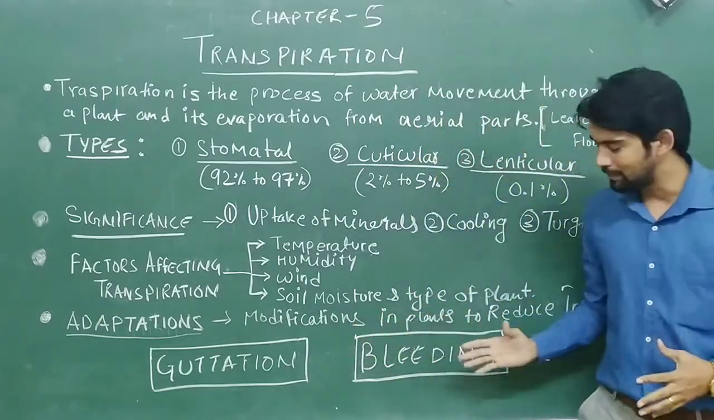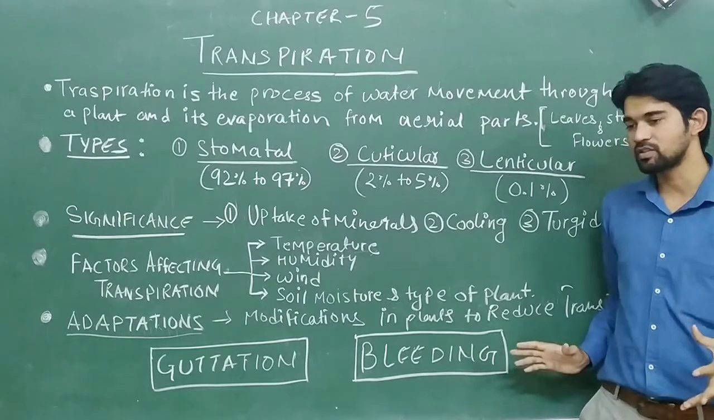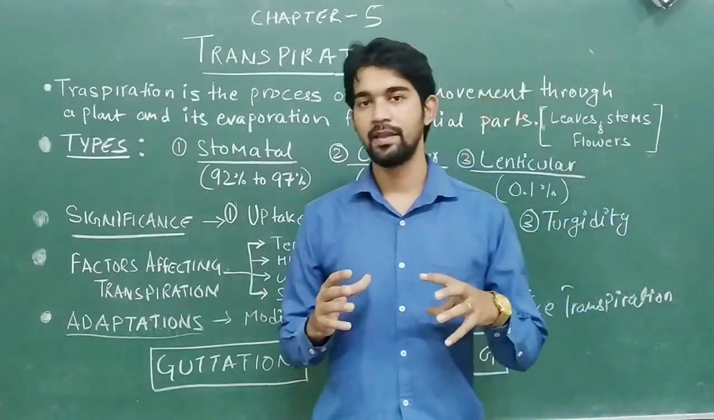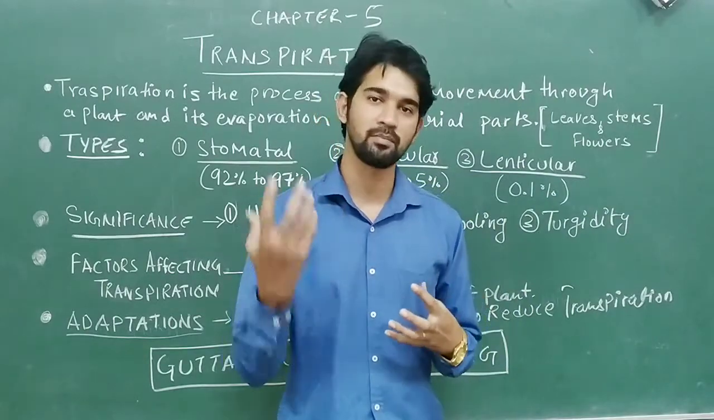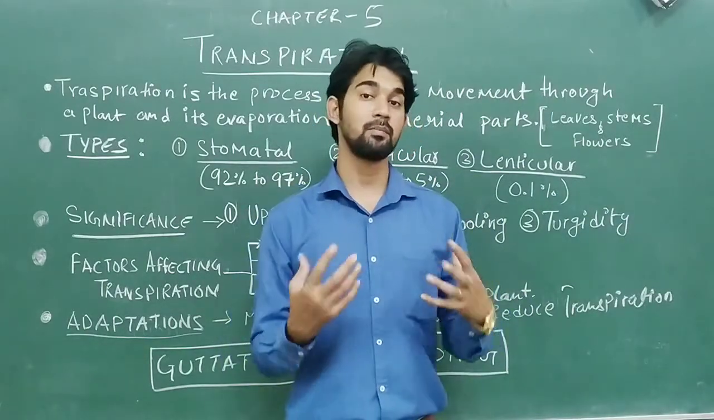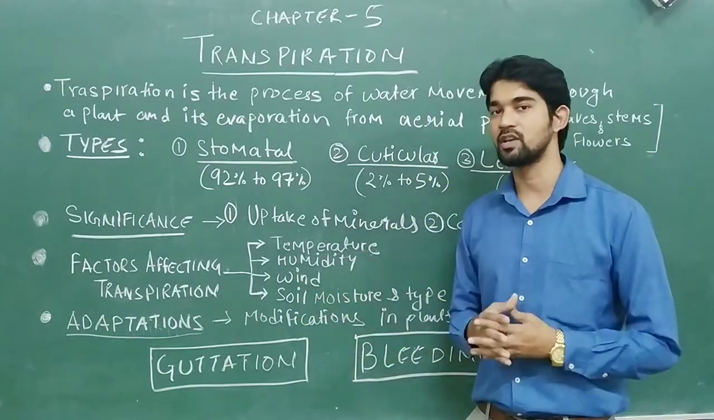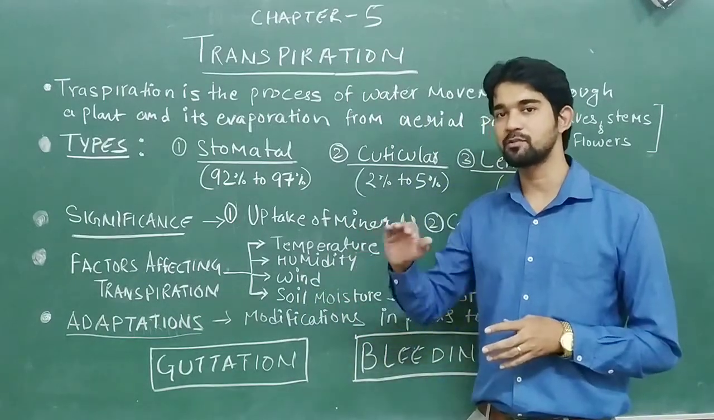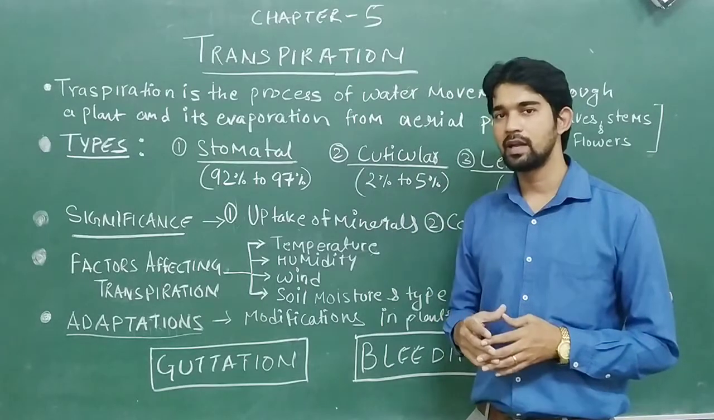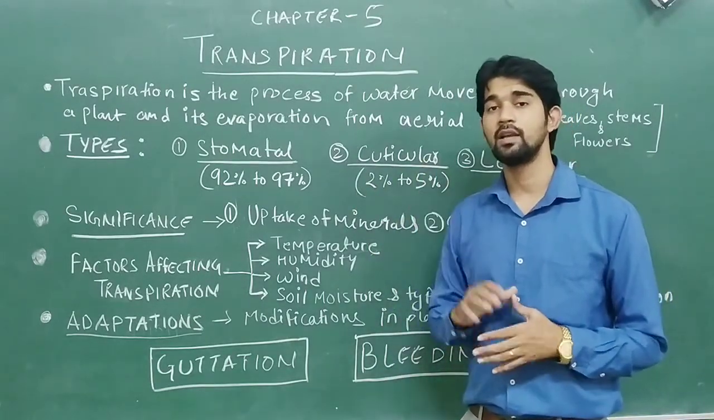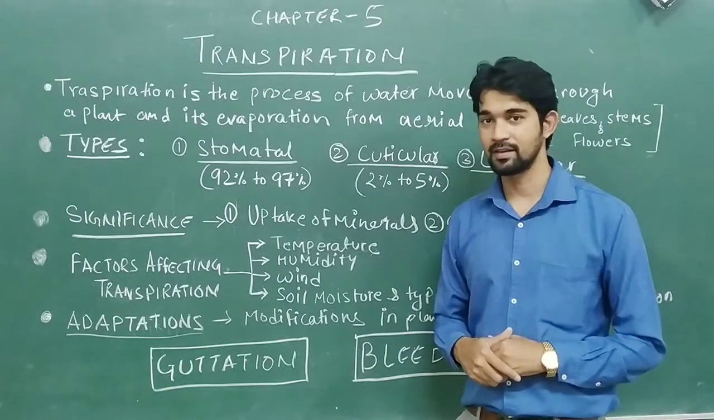Next we have bleeding. Bleeding is a process by which, when a surface of a plant is cut, cell sap comes out. This process is known as bleeding. Because cell sap is present inside the plant, when you break a twig of a plant or do something, you will see this happen.